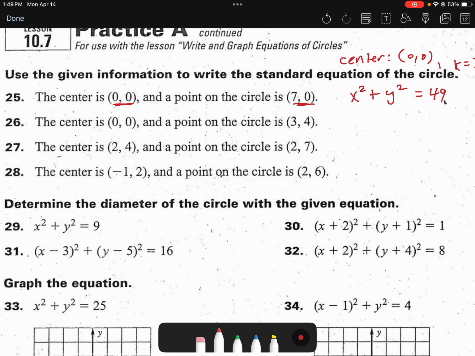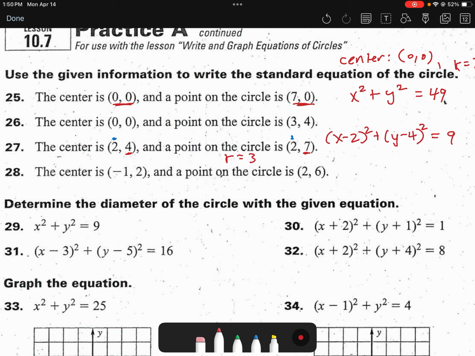Okay, let's skip down to number 27. Now I have a center of 2, 4, which is why I put a -2 and a -4 into those quantities there. I can also tell my radius here quickly. Since the x-coordinates are both 2, if I plotted both of those points, how far is it from 4 to 7? Okay, your radius would be 3, which means you got to put a 9 there.